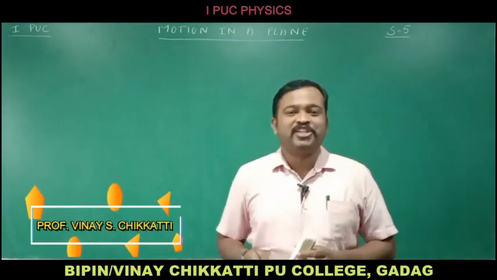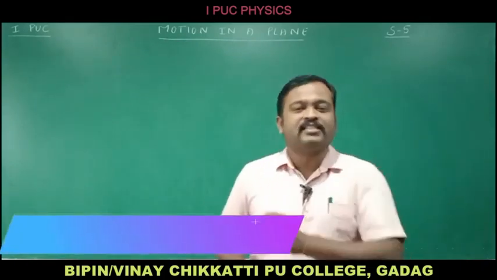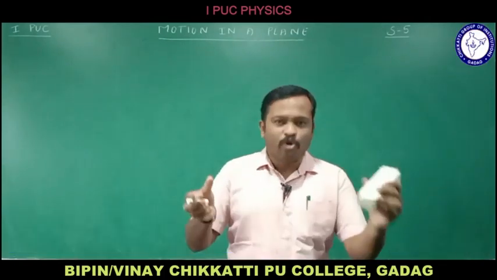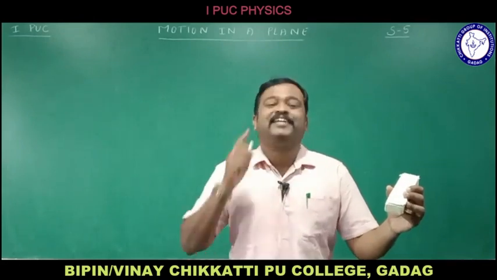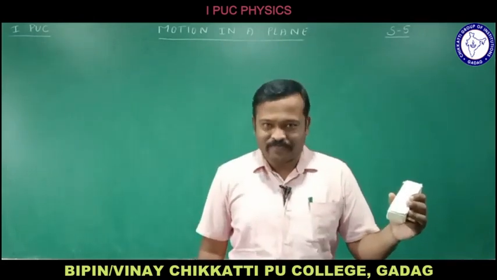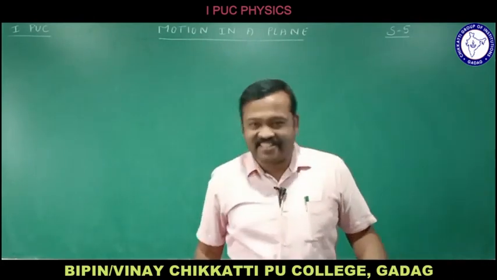Welcome you all to session 5 of the chapter Motion in a Plane. We were discussing projectile motion. An object thrown in air is called a projectile, which moves under the action of gravity alone. The path travelled by a projectile is called a trajectory.